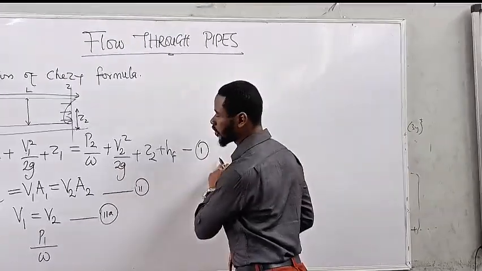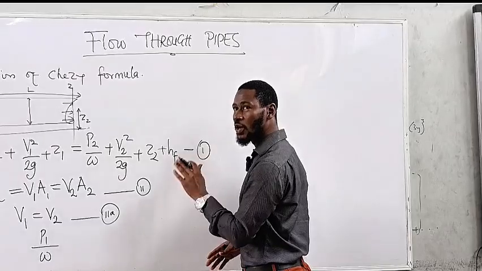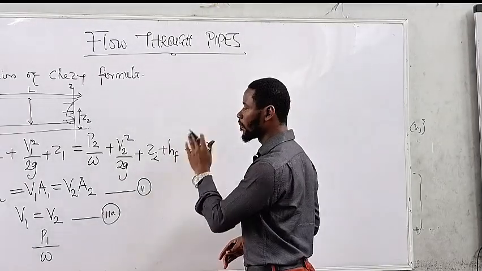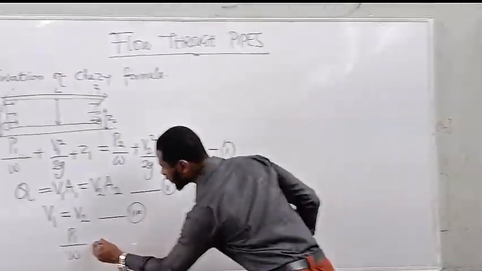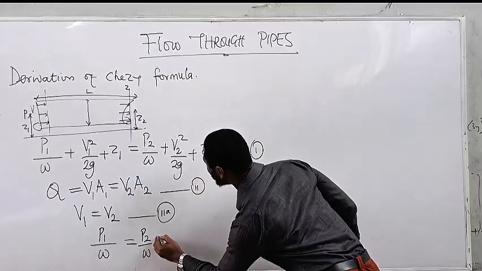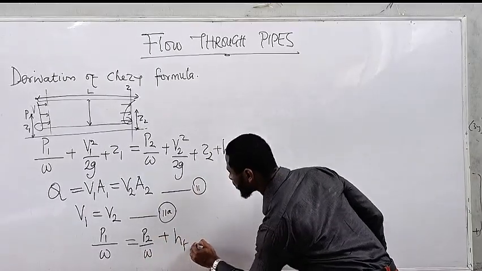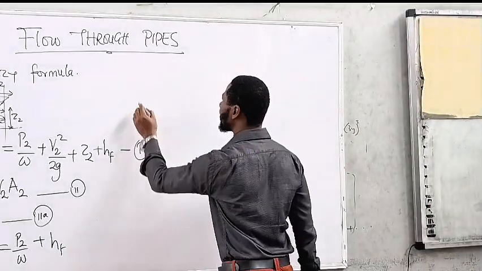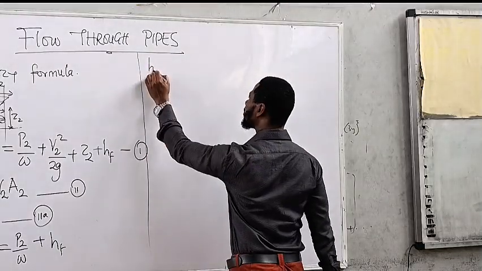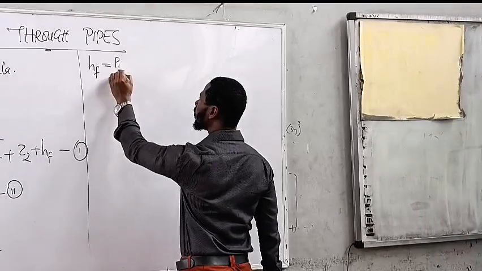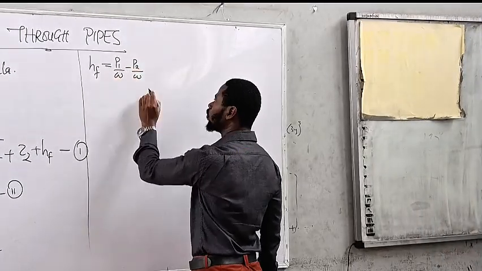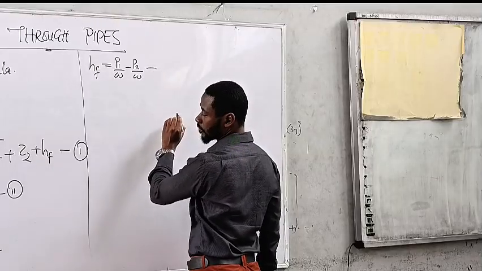So going back to equation 1, since you have neglected some terms, Z1, Z2, V1, V2, equation 1 reduces to P1 over rho equals P2 over rho plus the head loss in the pipe. So automatically the head loss becomes HF equals P1 over omega minus P2 over omega. Note this as equation 3.